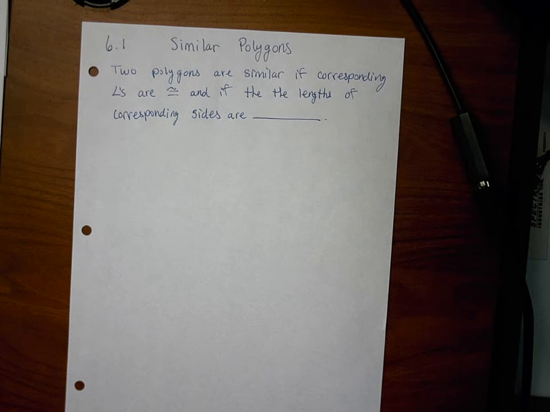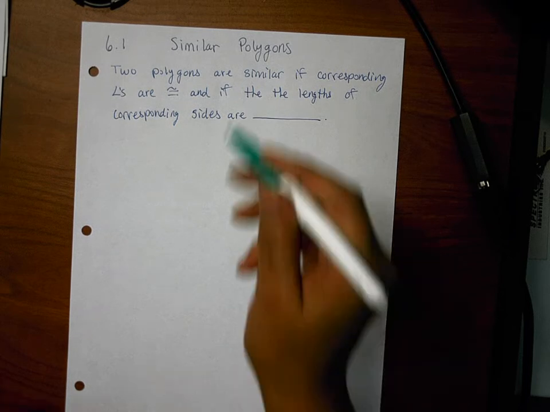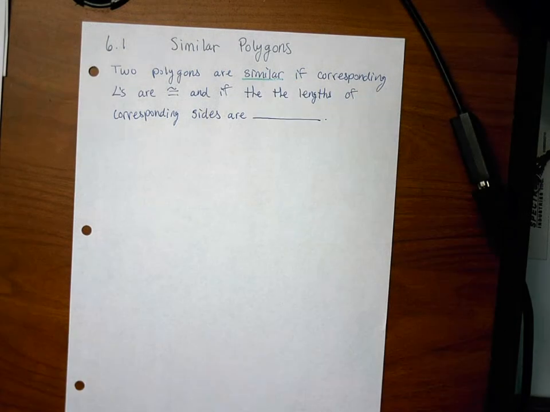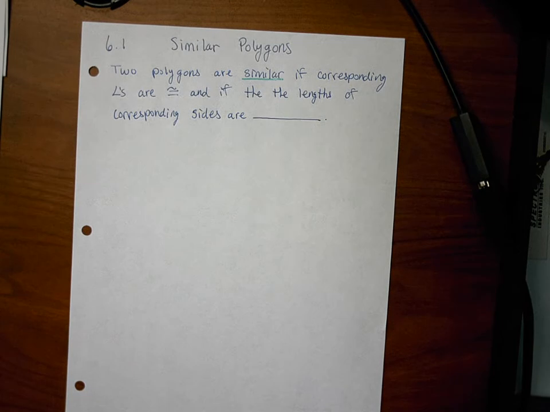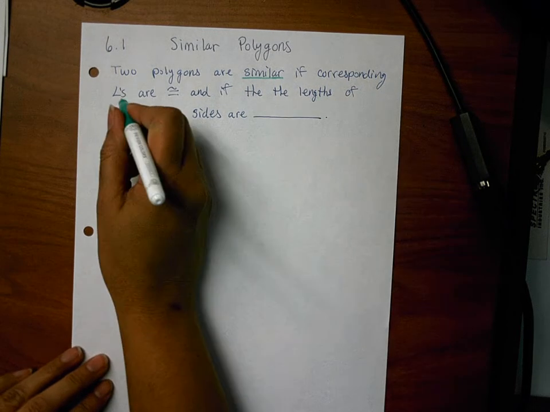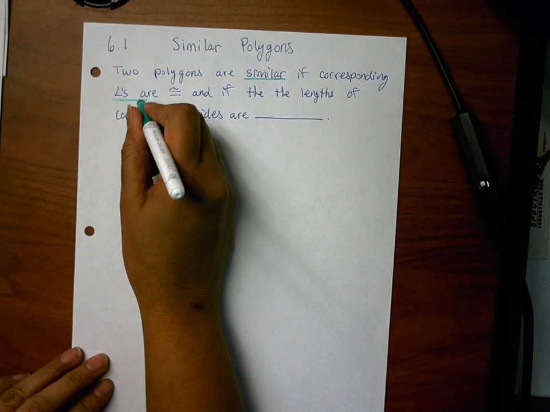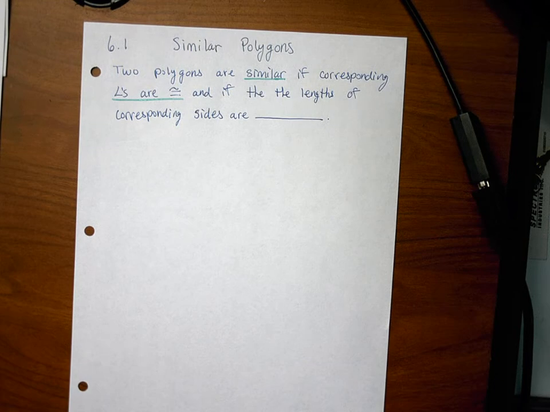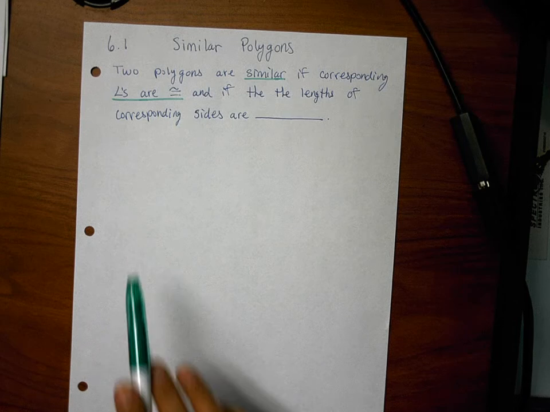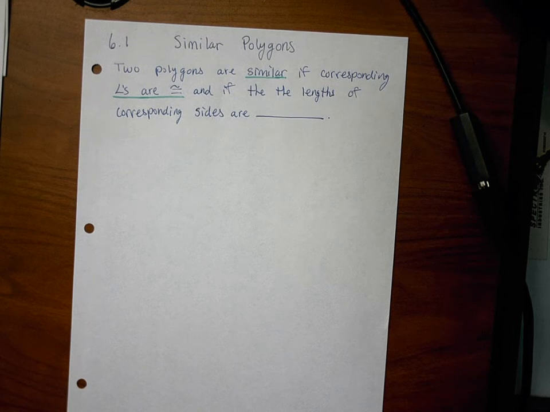Okay, two polygons are similar. Similar is the key word here. Two polygons are similar, not congruent polygons. We're now dealing with similar polygons. Two polygons are similar if corresponding angles are congruent. Now, we've had that piece before. When triangles or polygons were congruent, corresponding angles were also congruent.